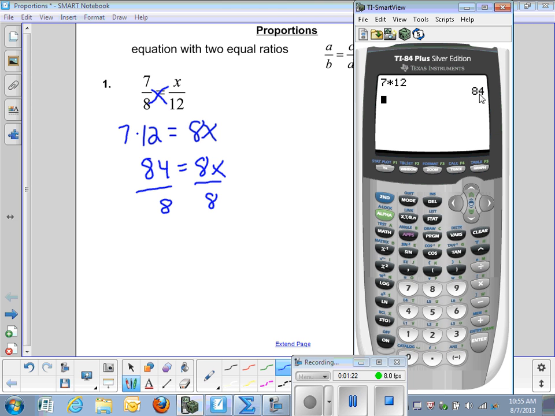So in my calculator I have 84. I just want to divide that by 8. I don't need to type it in again. I can just hit divided by, so it's taking the answer, going to divide it by, in this case, 8. So 10.5.